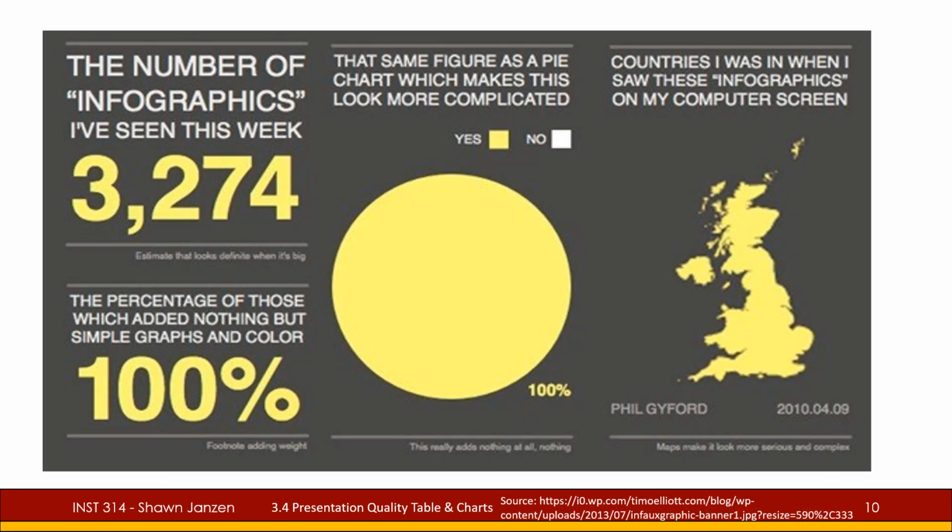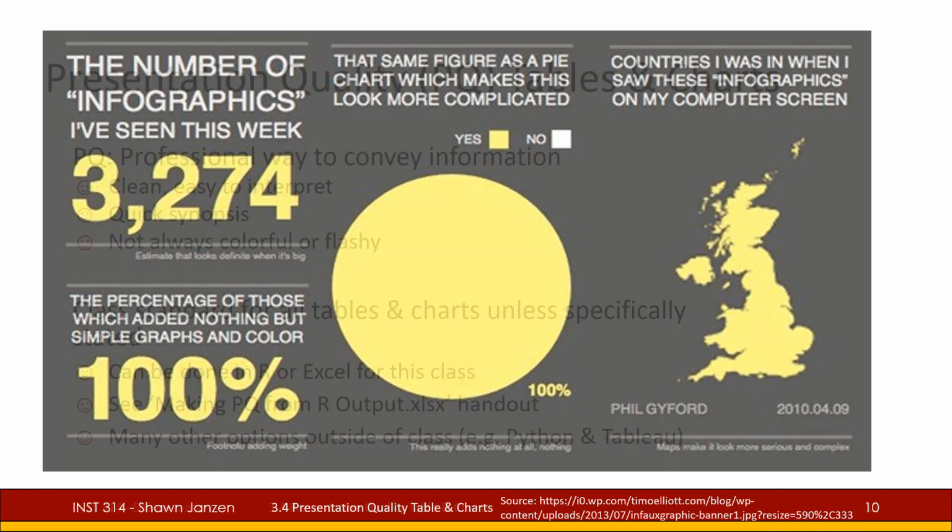Again, no pie charts. Here's just a silly one that came out a while back that's just talking about some of the ridiculousness of the infographics that we have out there these days and the amount of data that are being put into it that really just is not being useful. He says he's seen over 3,000 infographics this week. None of them had anything much more than simple graphs and splashes of color. And most of them had some sort of figure or pie chart that made it look far more complicated than the one that was right there. And then last, he said the number of countries he's been in when they saw infographics on their computer screen. So definitely a bit of a cynic, but a fun one at that.